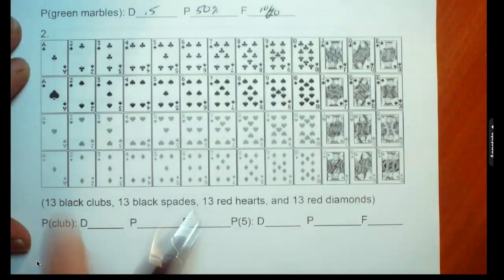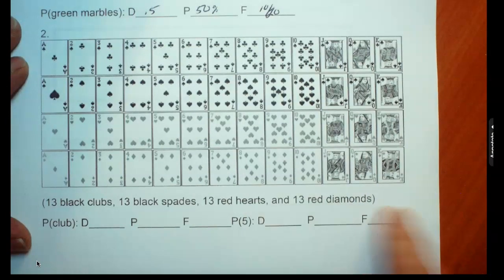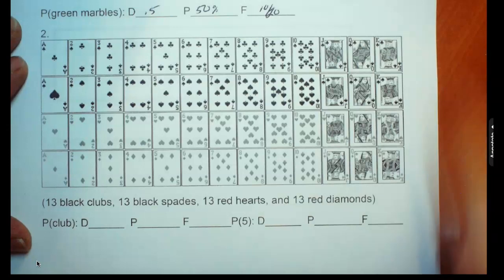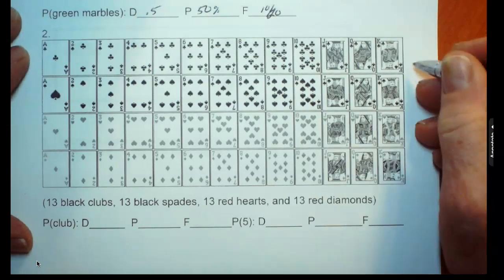All right, let's take a look at the cards we have down here below. We have 13 black clubs, 13 black spades, 13 red hearts, and 13 red diamonds. So we've got ourselves a standard deck of playing cards here, minus the jokers. So we should have 13 times 4, which is 52.